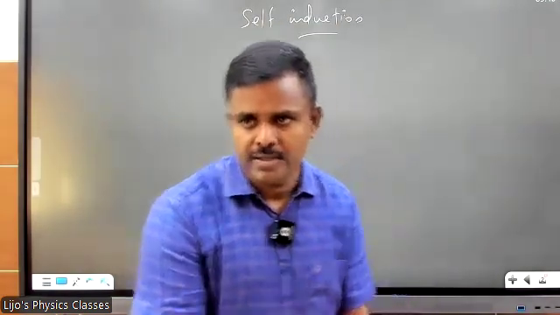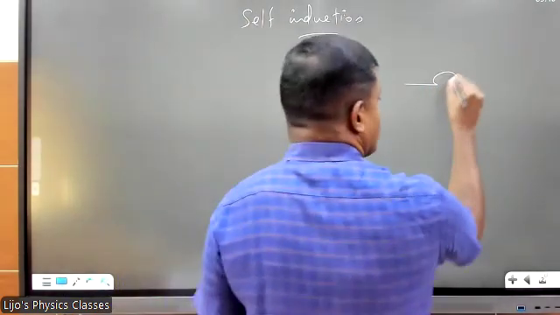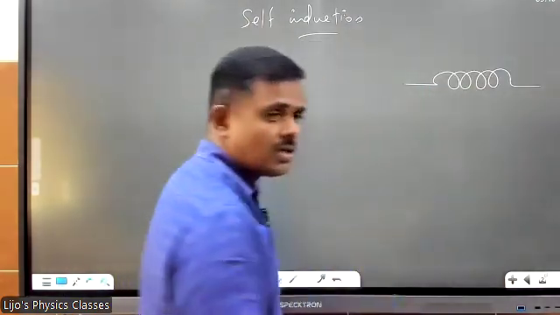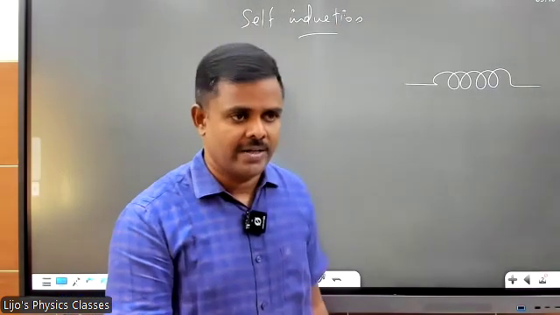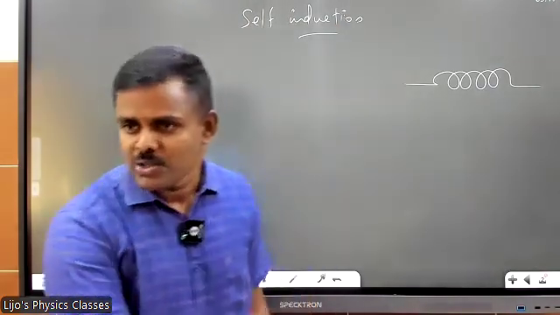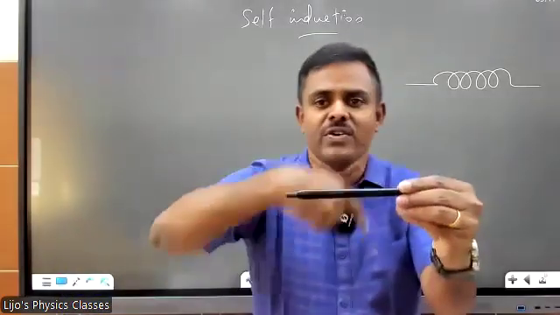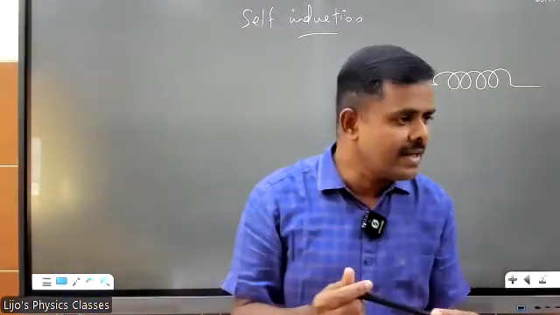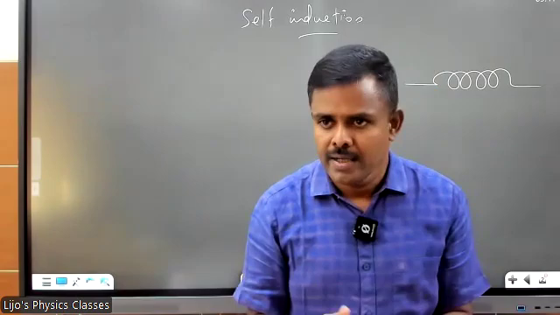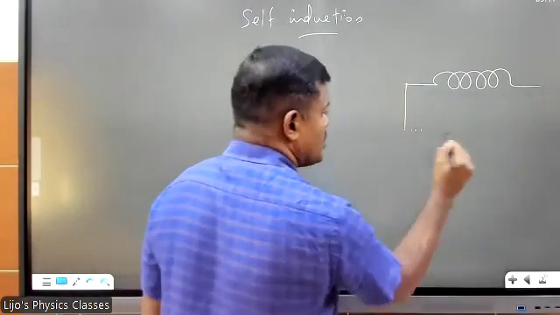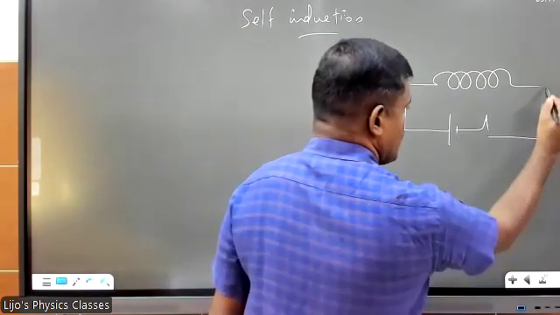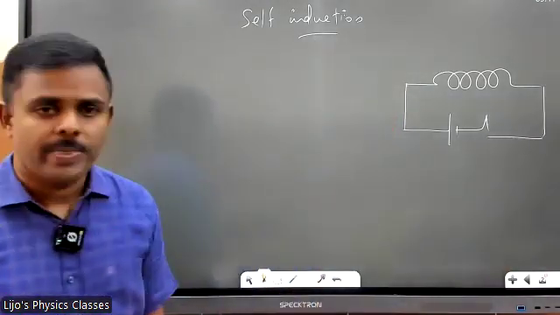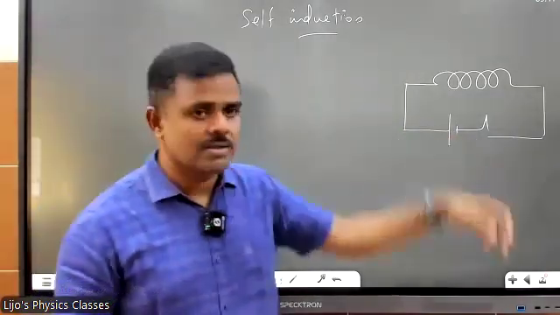Look at this, I have a coil. This is also called a solenoid. If you take a pipe and wind a coil, that's got another name, solenoid. And you connect a cell and a switch to this. Now you tell me, what happens when you switch it on?